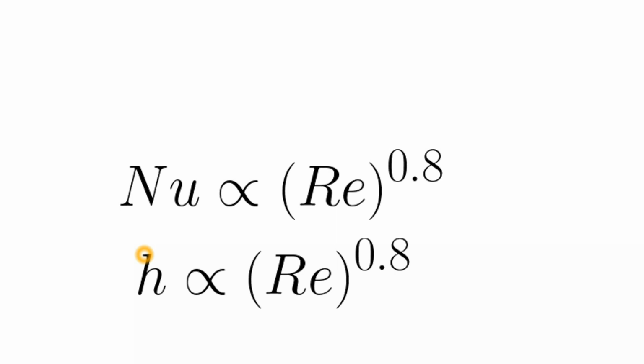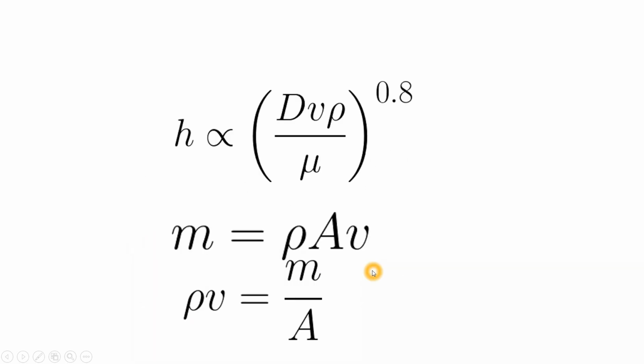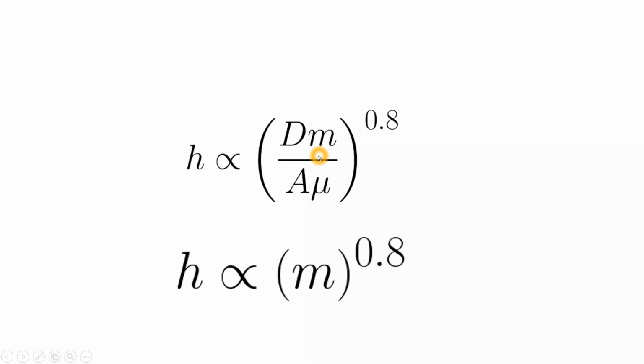So here h will depend on the velocity, h will depend on the Reynolds number, since other things are constant. So from here we get h is directly proportional to Reynolds to the power 0.8 again. Reynolds number can be written as dV rho by mu, and the mass flow rate of the fluid is given as density into area into velocity, where A is the area of the pipe and V is the velocity. From this we can write rho V is equal to M upon A. So we put rho V equal to M by A in this, and we get dM upon A mu to the power 0.8. Since D is constant, area is constant, and viscosity is also constant, h is directly proportional to only M to the power 0.8 here.